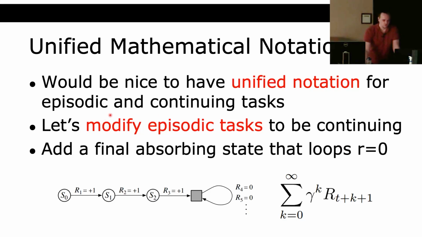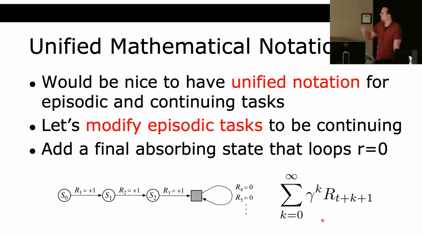So what we're going to do is modify episodic tasks to become a special case of a continuing task. And how are we going to do that? Well, let's say our episodic task had 3 states in it. At the end of that third state we're going to add what they call an absorbing state, that just always loops back on itself and has a reward of 0, right? So by doing this, yeah, it seems a little hacky, but now it lets us use this infinite sum formula for a continuing task to talk about episodic tasks as well.